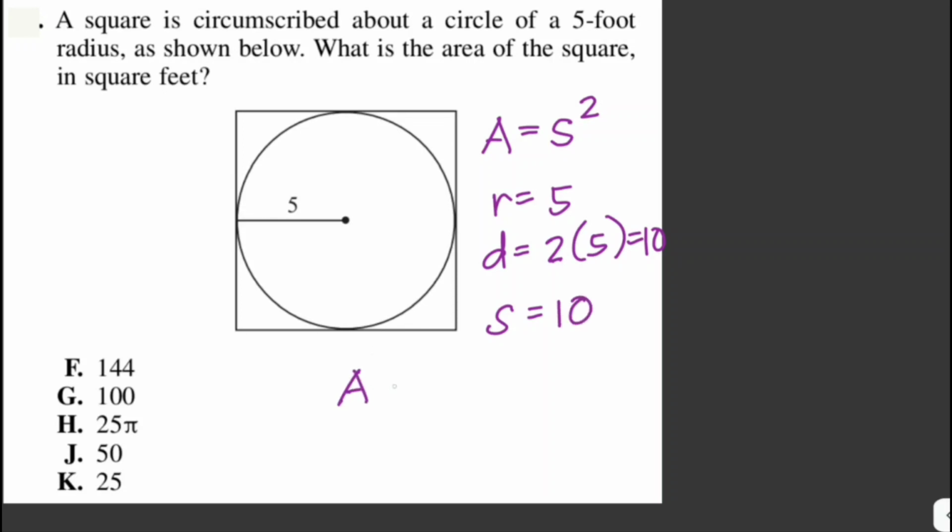Now we can solve for the area of the square. So that is area equals 10 squared, which is just equal to 100. So the answer here is letter G.